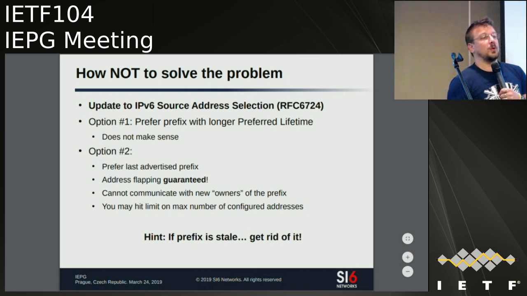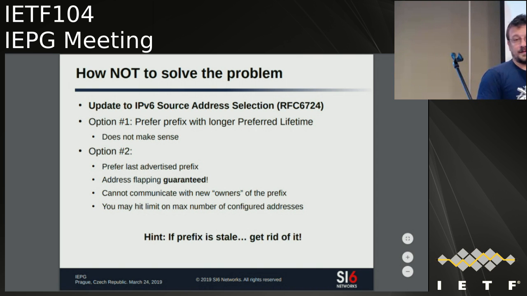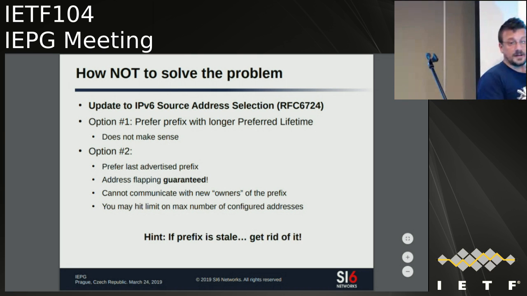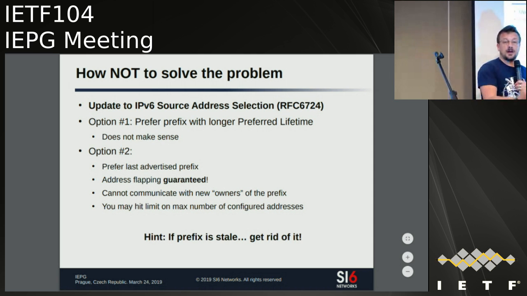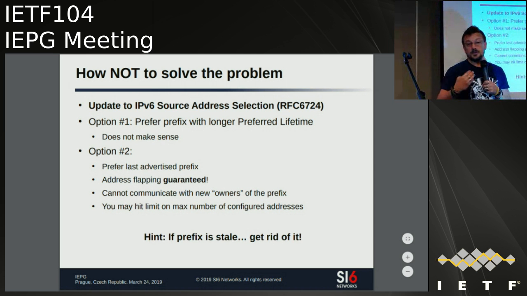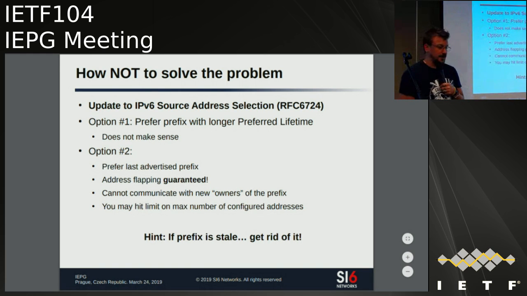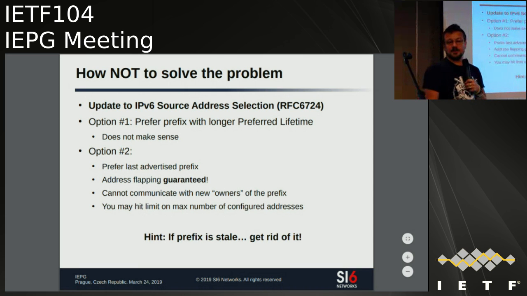Now, if you were to use, for example, as the preferred address, the one that was last advertised, then you could say that in a scenario in which your CPE router crashes and reboots, the stale prefix will not be advertised anymore. So a new prefix will be advertised, and then you would use the correct address if you want. Now, there are a couple of problems related to this. The first one is what I mentioned in the previous slide, meaning that you wouldn't be able to communicate with the new owner of the prefix.